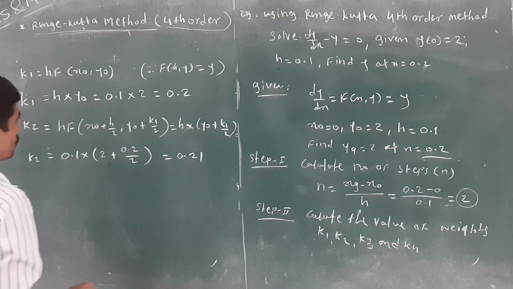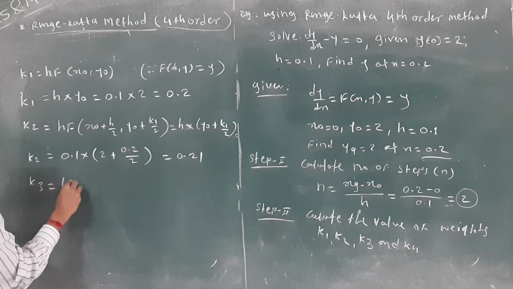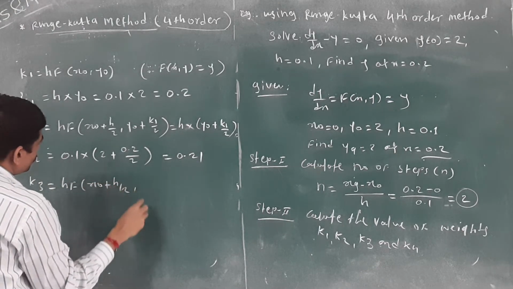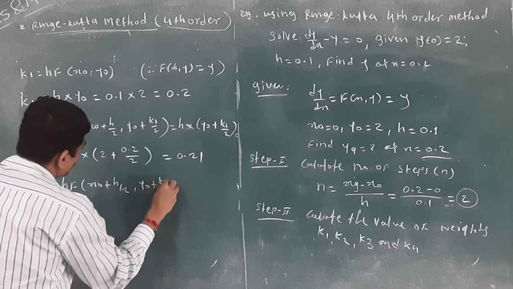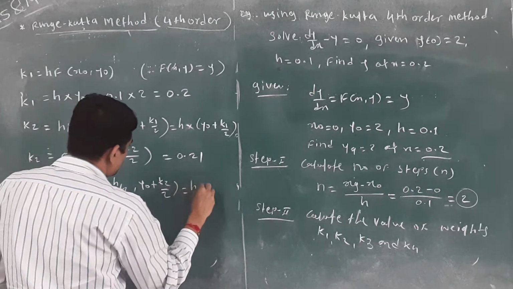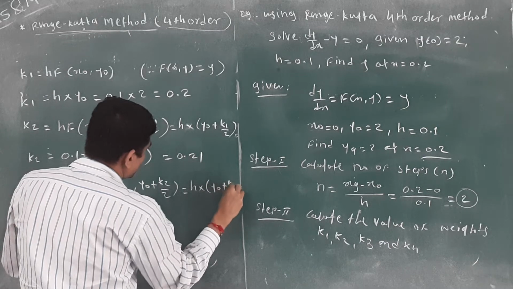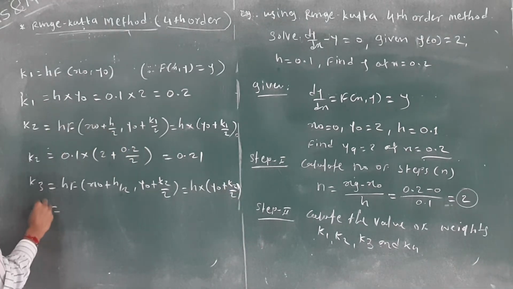K2 is equal to. Next, K3 is equal to again, K3 is equal to h f of x0 plus h by 2 and y0 plus k2 by 2. Again, you should write h into y0 plus k2 by 2. Then what is the value of K3?